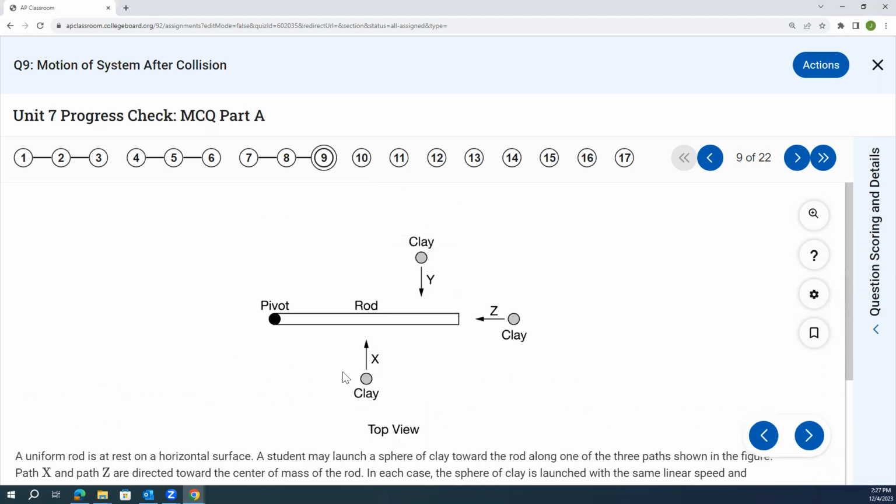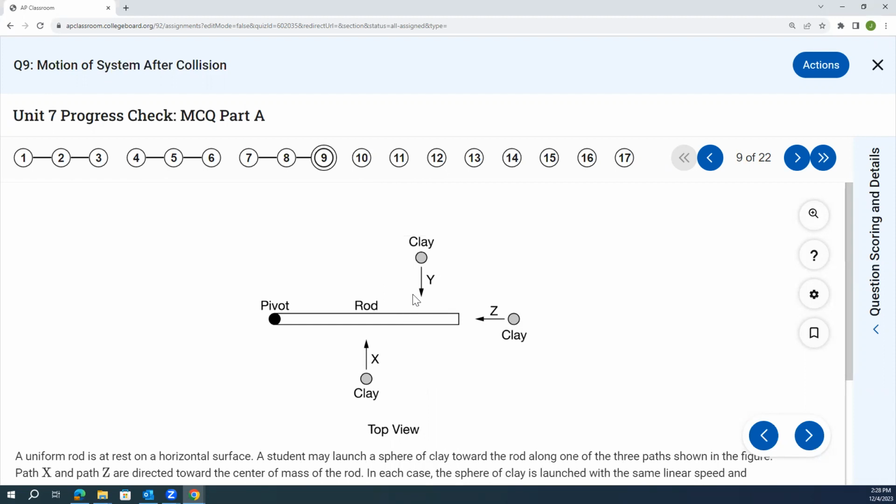Right. So what kind of motion setup? Well, maybe clay blob Z, I can just kind of ignore. It will add inertia to the system, and for that reason, it's not going to spin as fast as if you hadn't thrown clay Z, but it's not going to determine any kind of direction of motion, right? Now, clay X and Y is like a battle for direction.